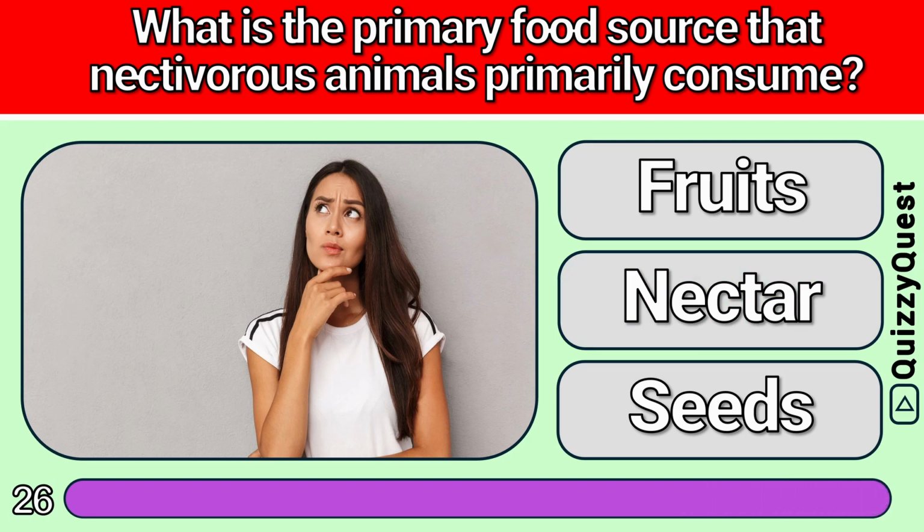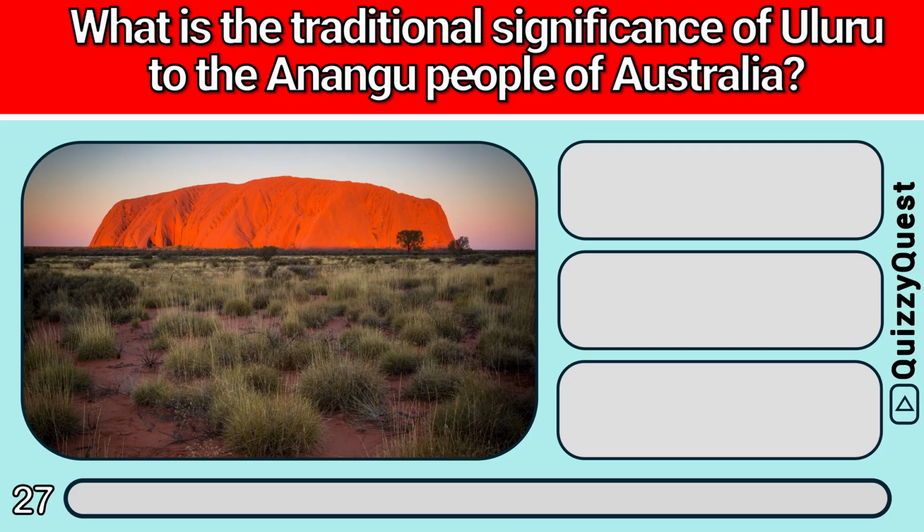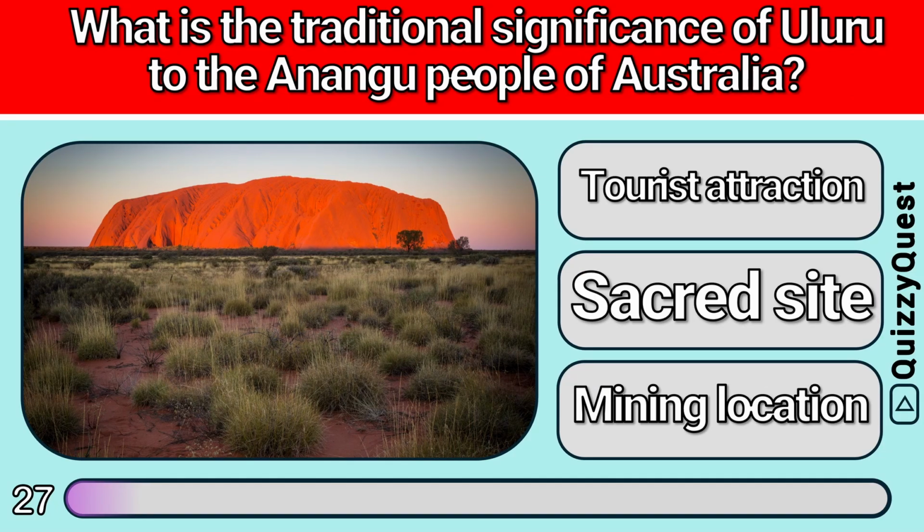It is B, nectar. What is the traditional significance of Uluru to the Anangu people of Australia? Is it A, tourist attraction, B, sacred site, or C, mining location? It is B, sacred site.